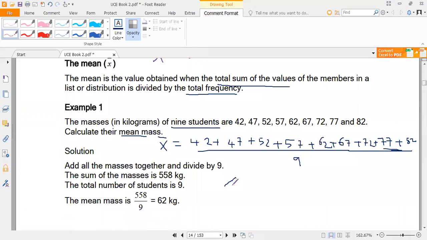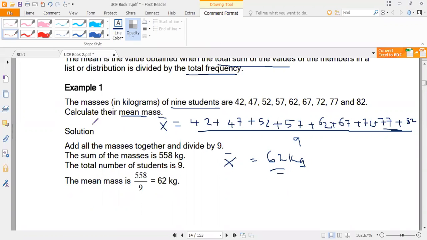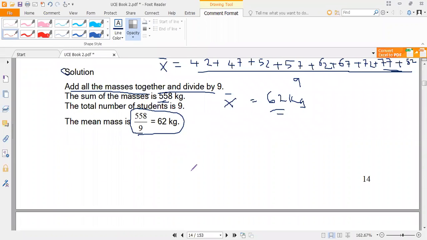So when you divide this, you end up taking the mean as equivalent to the sum divided by 9. So you end up getting the mean as 62 kilograms. So their mean mass is 62 kilograms. So that's why in the solution we add all the masses together, and then we divide by 9. So the sum of masses, when you add them, you get 558, and then when you divide it by the number of students, you get the mean mass as 62 kilograms, as can be shown here.